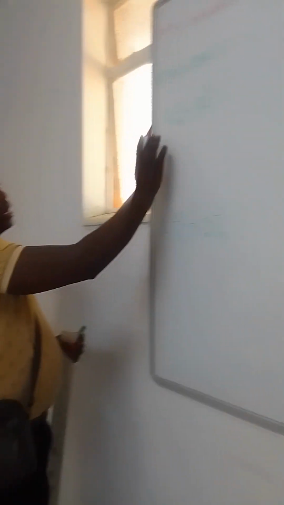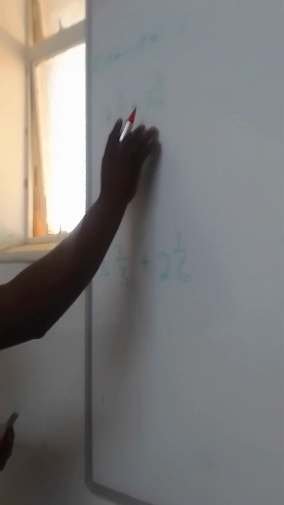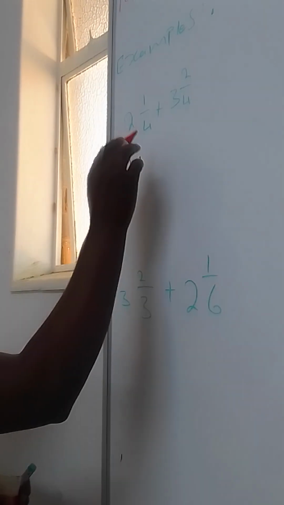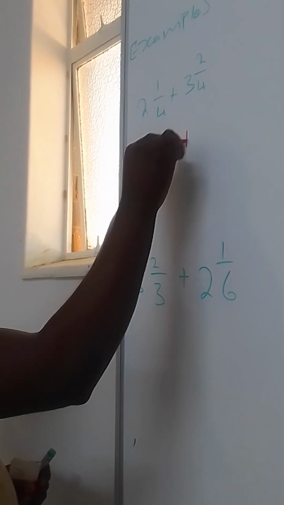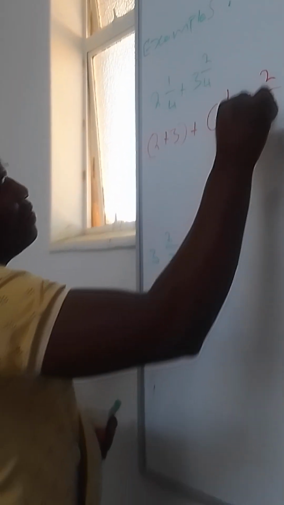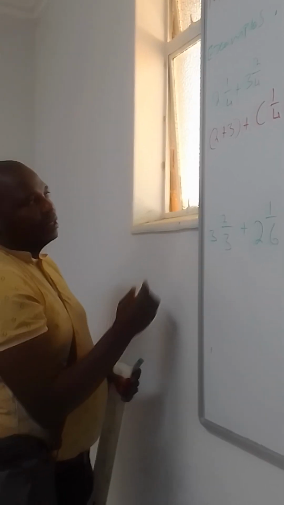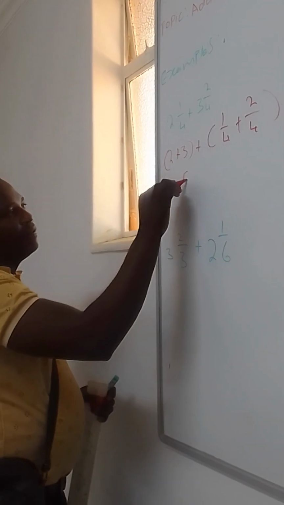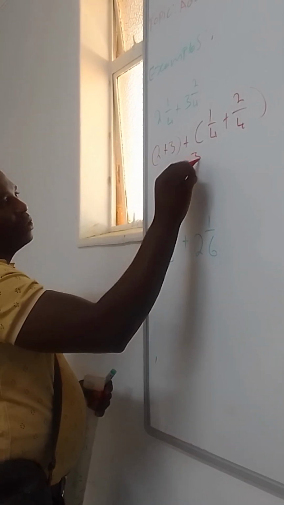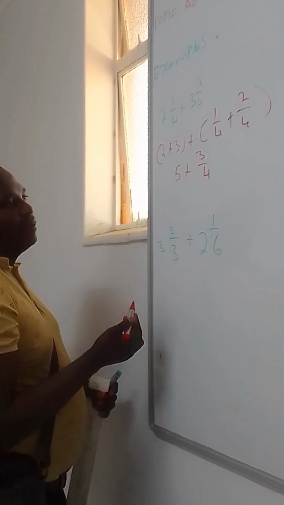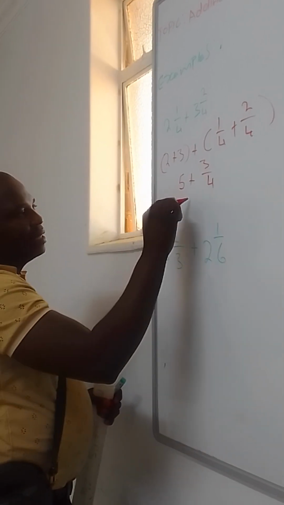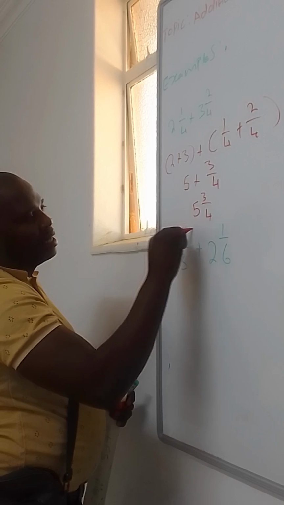Let's get to it. Now we have 2 and 1/4 plus 3 and 2/4. So group the whole numbers together, and then group the fractions together. Now add the whole numbers: 2 plus 3 is 5, plus 1/4 plus 2/4 is equal to 3/4. And then for the final answer, you just add the whole number and the fraction, then you get 5 and 3/4.